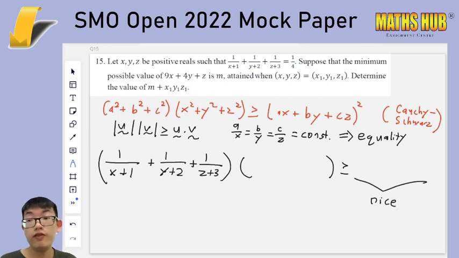Now, remember that for 1 over x plus 1, you need to find something to pair up with it such that their product is a perfect square, or at least something like a perfect square so that the result is nice. So you would like to cancel off x plus 1. So what better way to do it than to put x plus 1? And likewise, what better way to do it than y plus 2 and z plus 3?